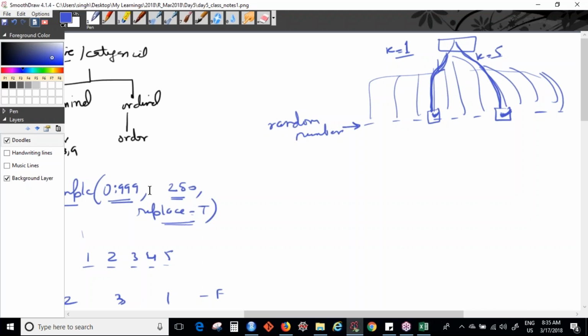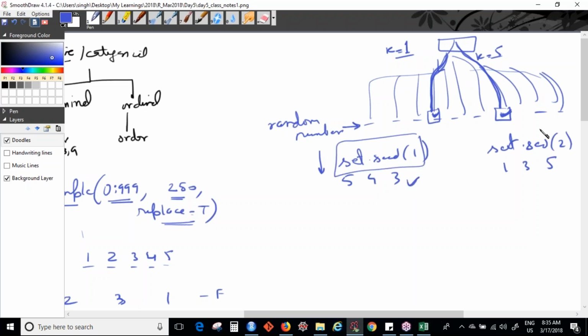Yes, Pankaj, that is correct. Set seed 1 and set seed 2 will have different output, but will generate the same random numbers every time. Exactly. So if you run set.seed with 1, let's say you get 5, 4 and 3. If you run set.seed 2, you will get some other random numbers, let's say 1, 3 and 5. But every time you run this code, you will get the same 3 random numbers. Every time you run this code, you will get the same 1, 3 and 5.